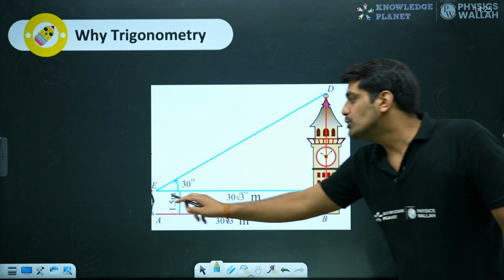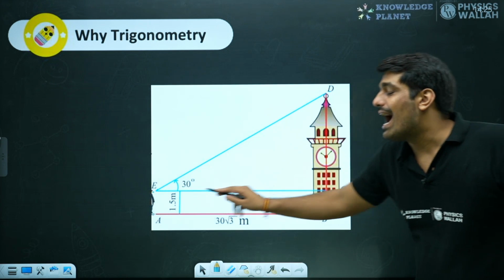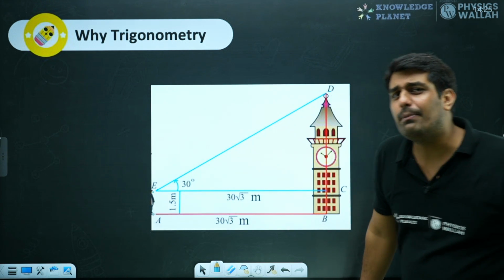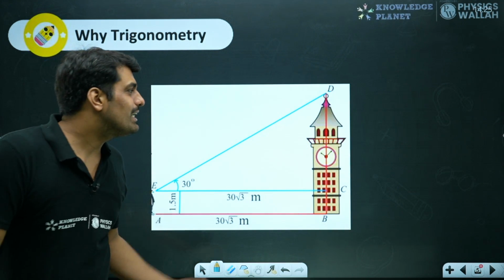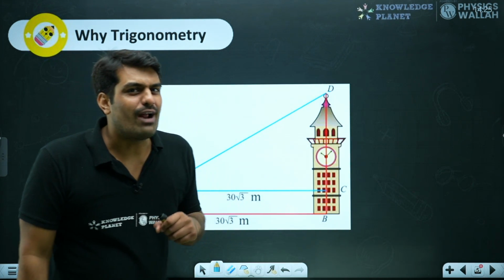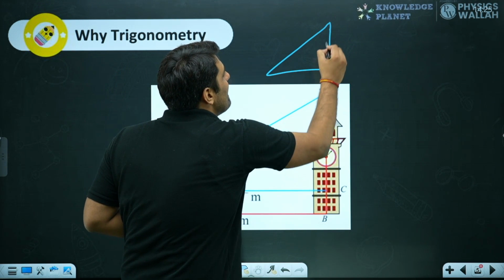Fine. We can join a line, make up a line from the base as well. And now we are having a particular figure. If you observe, what kind of figure is it? It's a right angle triangle. Easy to understand. What kind of a triangle? A triangle having a 90-degree angle.